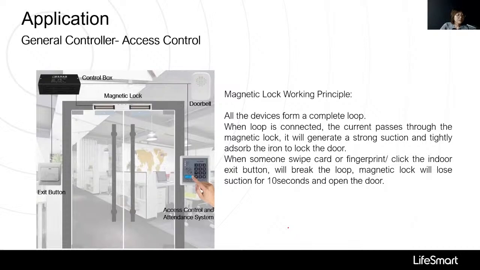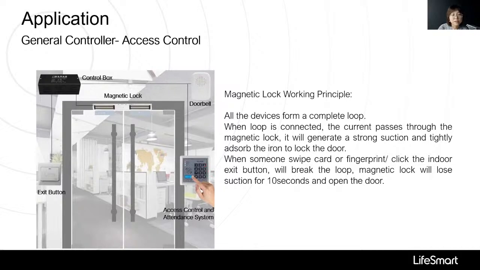Okay, let's continue. The next example is for access control. This is a scene common to see in the office. There is a magnetic lock, and outdoors we have the access control and attendance system, and indoors we have the exit button.